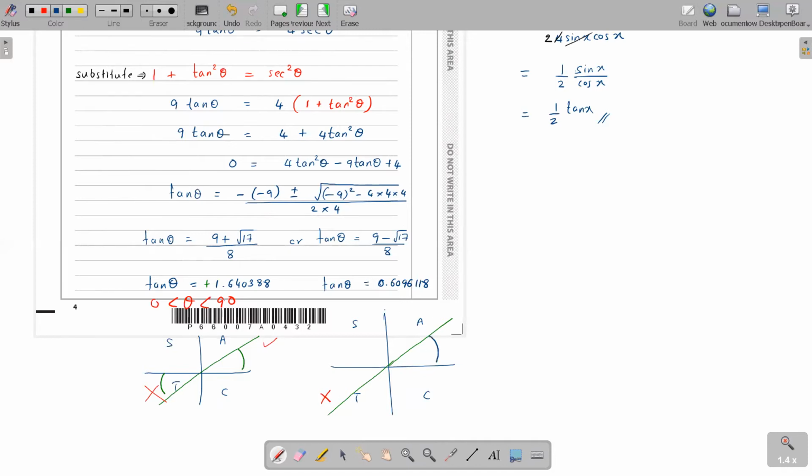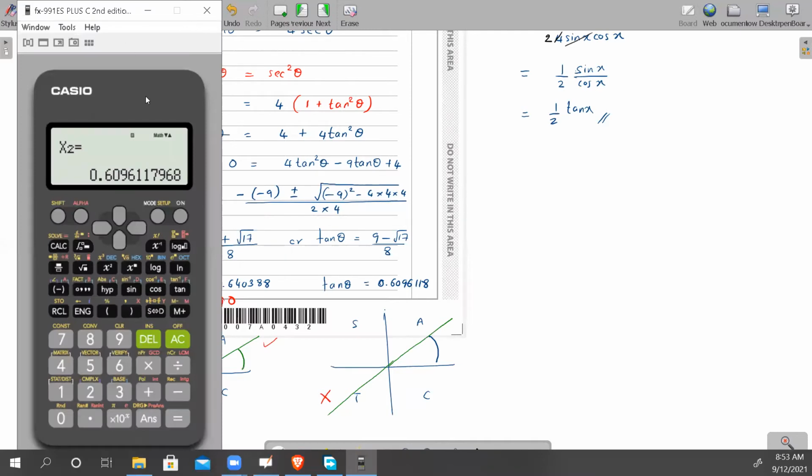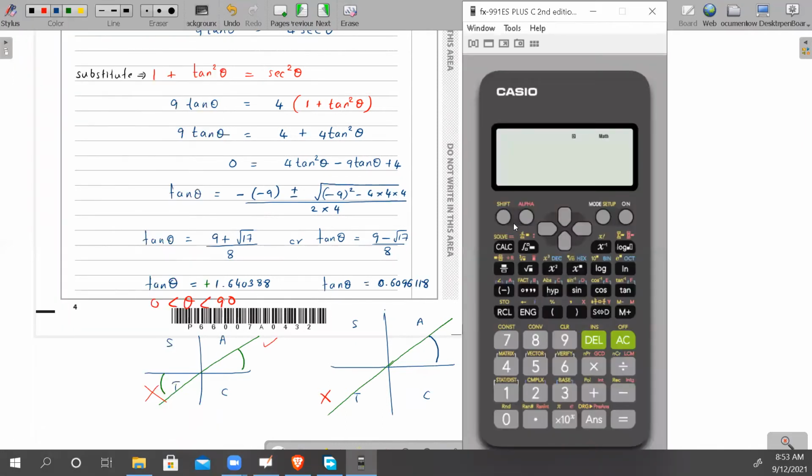So let's get it done. The calculator needs to be in degree mode. Make sure it's degree because our angles are supposed to be in degrees. So the first one is going to be tan inverse 1.640388. That's the reason I took the decimal here.